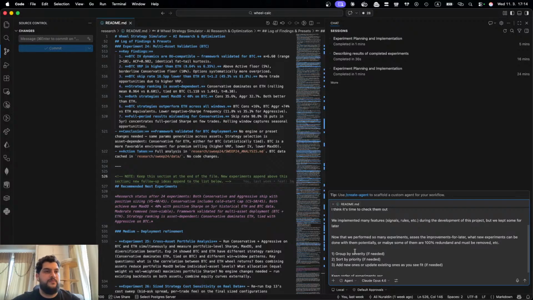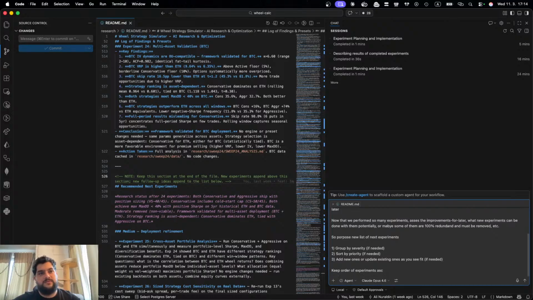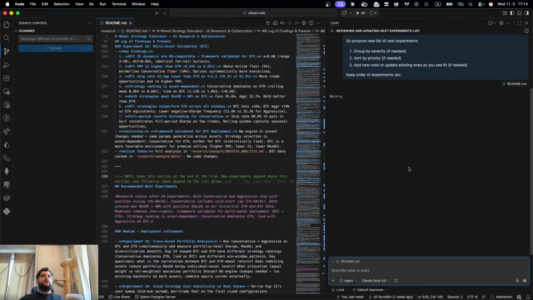It is good. So propose a new list of next experiments. Group by severity if needed, group by priority if needed, add new ones or update existing ones as you see fit if needed, keep order of experiments ascending. Okay, that's gonna be the interesting one.